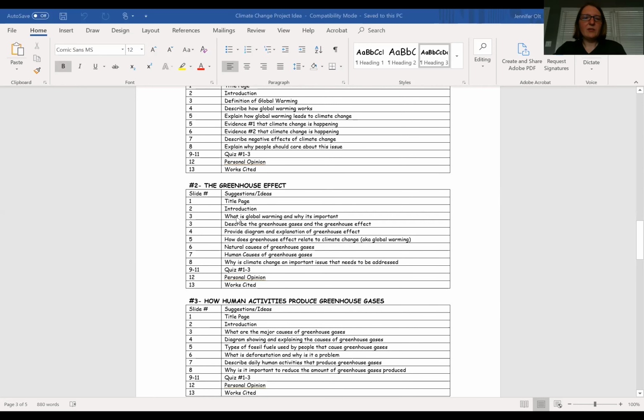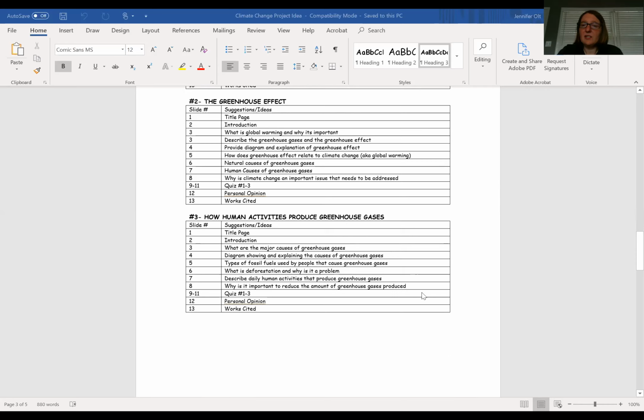If you chose the greenhouse effect, you talk about what is global warming and why is it important, and describe the greenhouse gases and the greenhouse effect. You can put that all on slide 3. And then 4 would be provide a diagram and explain. So find a cool diagram online somewhere that explains the greenhouse effect and then explain it in your own words. And then, how does the greenhouse effect relate to climate change?